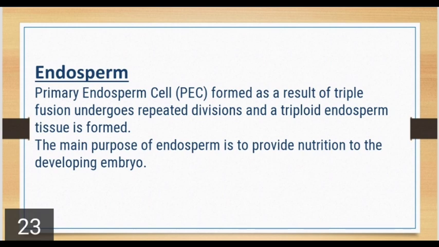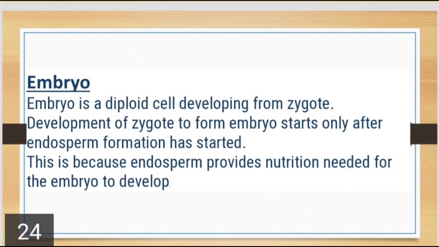Endosperm. Primary endosperm cell formed as a result of triple fusion undergoes repeated divisions and a triploid endosperm tissue is formed. The main purpose of endosperm is to provide nutrition to the developing embryo. Embryo. Embryo is a diploid cell developing from zygote. Development of zygote to form embryo starts only after endosperm formation has started. This is because endosperm provides nutrition needed for the embryo to develop.